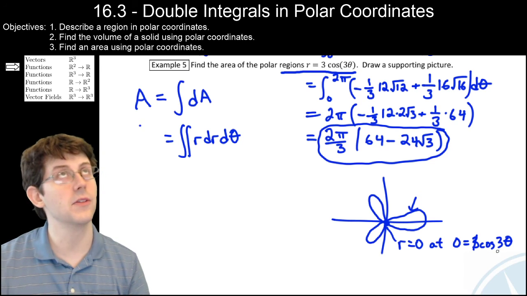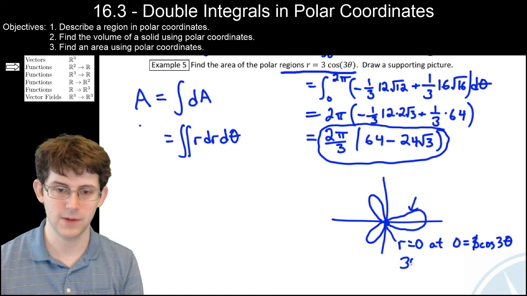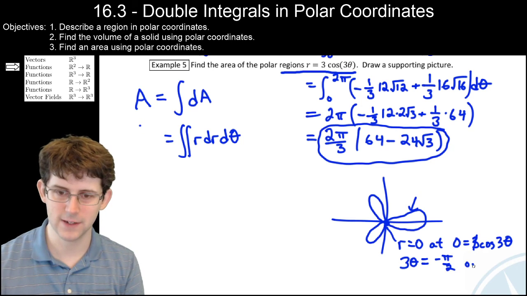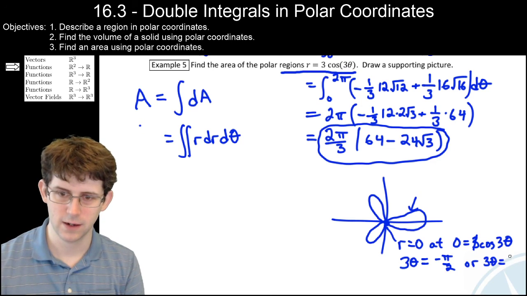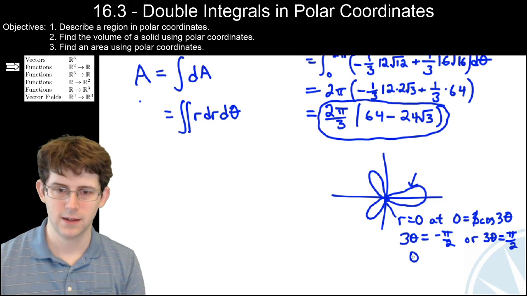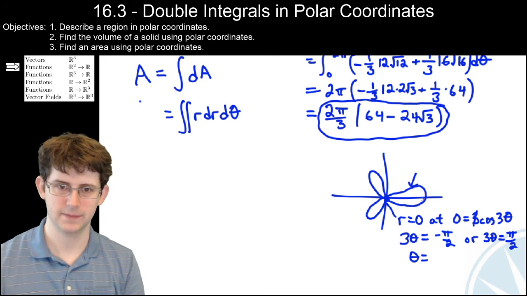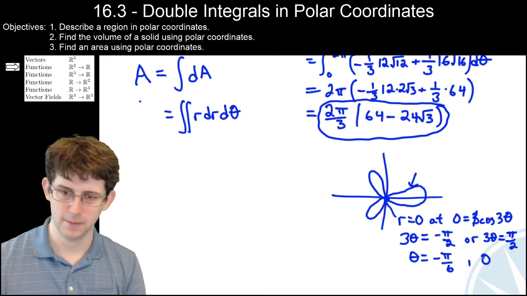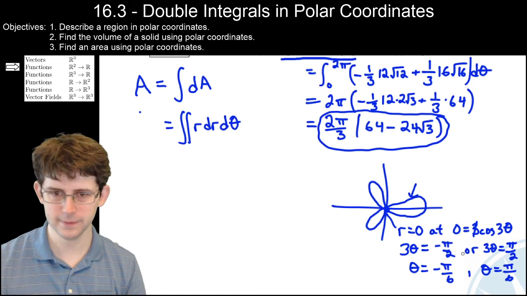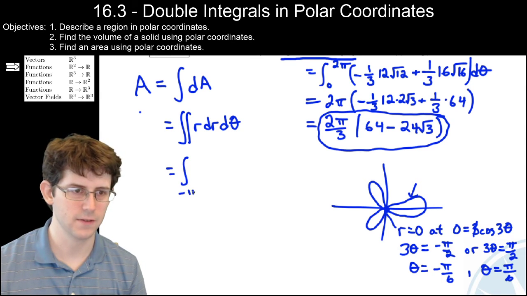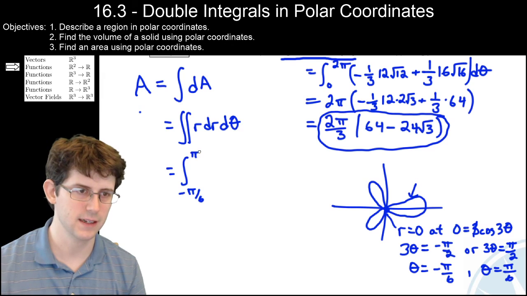Well, cosine 3 theta equals 0 at 3 theta equals, like when the angle is minus pi over 2 or pi over 2. Those are the easiest solutions. So the bounds for this little loop are theta equals minus pi over 6, and theta is pi over 6. So those are my theta bounds. I'm going to go from minus pi over 6 to pi over 6.